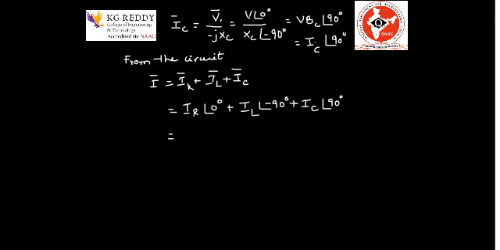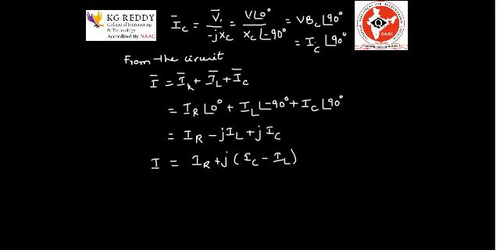Now we will write them in j notation. This will give IR. The minus 90 angle gives minus j IL. This is plus j IC. From this equation I can write IR plus j, taking j as common, (IC minus IL). So this is the total current I in complex form.